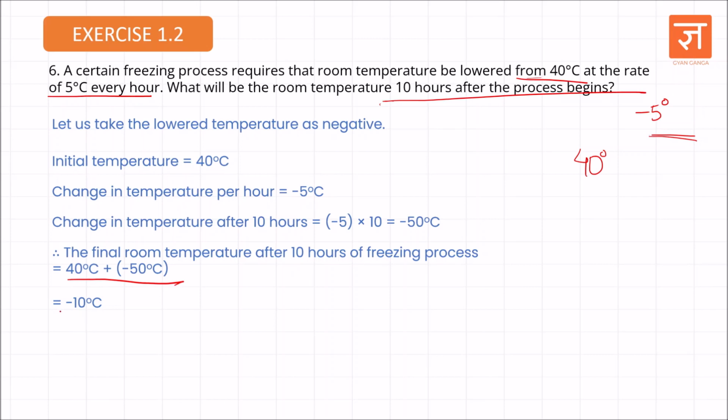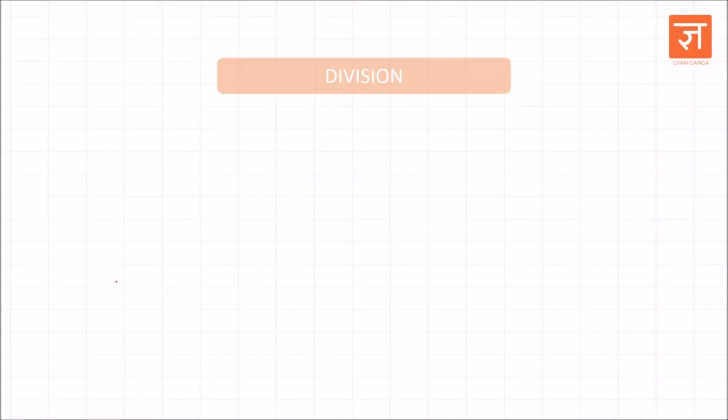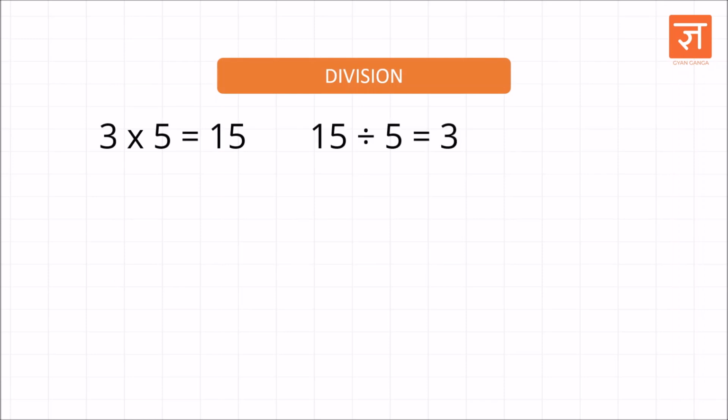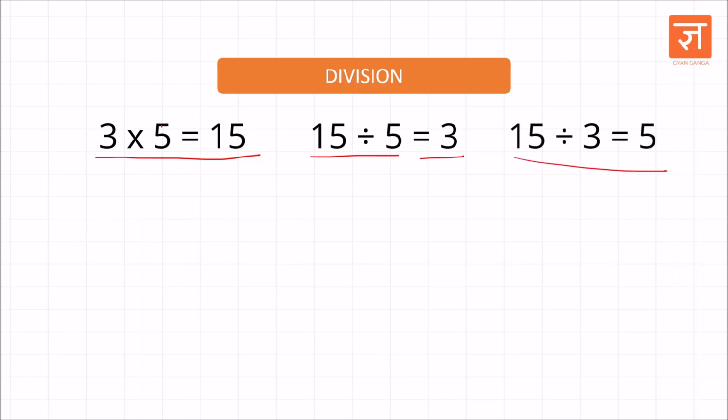Now let us learn about division. We have 3 into 5 is equal to 15. We can say 15 divided by 5 is equal to 3, or 15 divided by 3 is equal to 5. That means those two numbers get multiplied to get the result. If the result is divided by one number, the result will be the other. Clear?